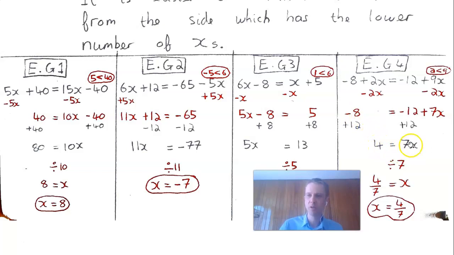Okay? Looking here, we've got 7x. How do we get from 7x to x? Divide by 7. 7x divided by 7 is x. 4 divided by 7 gives you your 4 over 7 there. Okay, so 4 over 7 equals x. I would always write that as x equals 4 over 7.